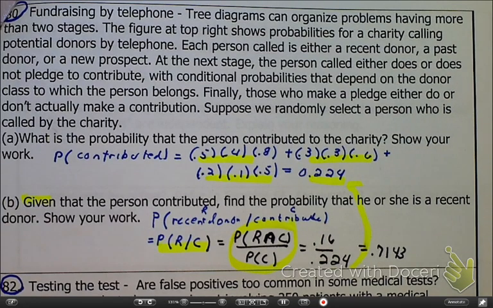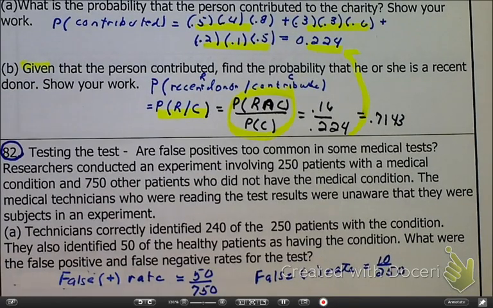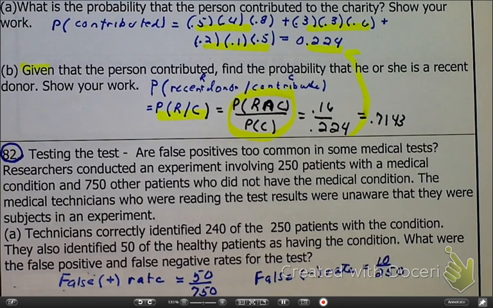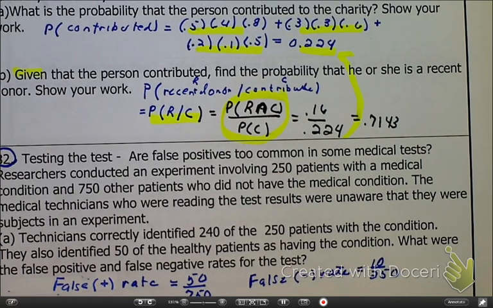Okay, next let's look at problem 82. Go ahead and take a moment to read it. So pause.